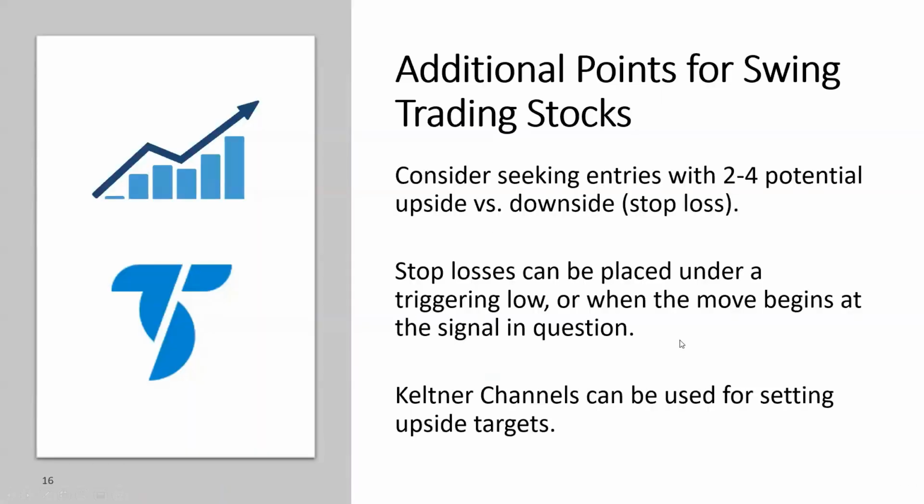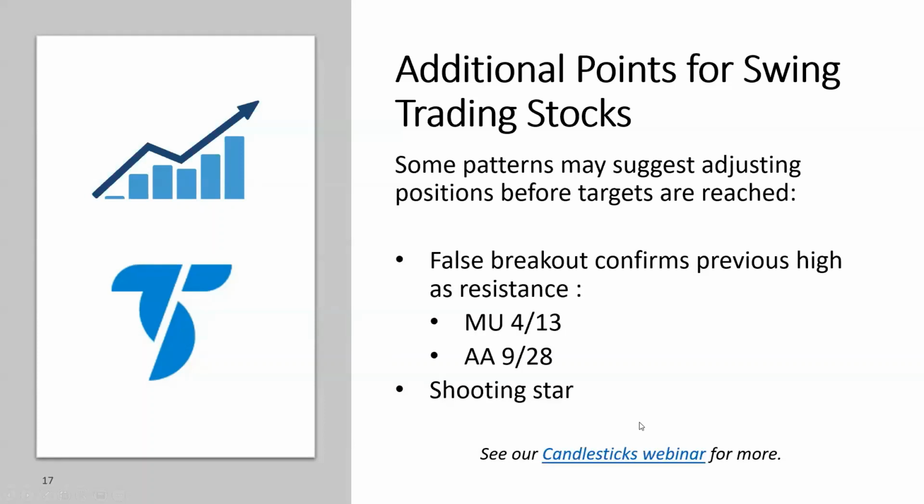Okay. Stop losses can be placed under a triggering low or when the move begins at the signal in question. This is slide 16. And the Keltner channels can be used for setting upside targets as well. Some patterns may suggest adjusting positions. You might have a long position on that's working, and then you get some ugly signal that tells you something isn't going so hot. And one of the most reliable ones I find is when you get a false breakout above a previous resistance line.